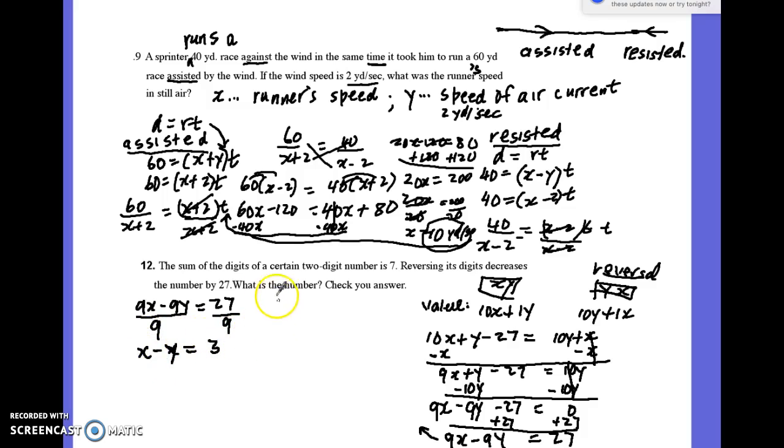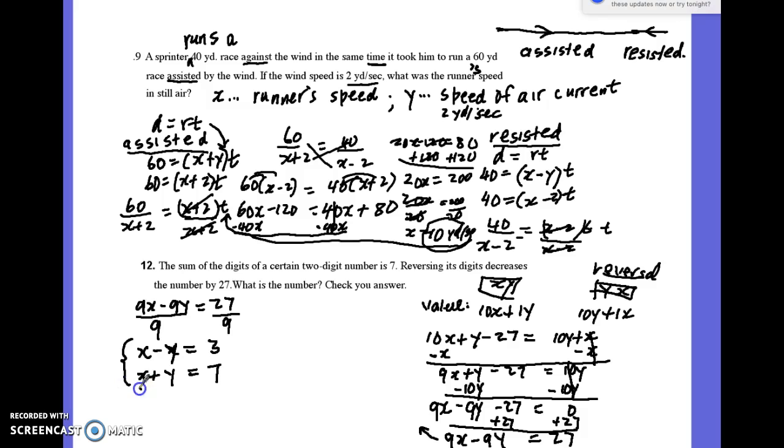And here's the other one. The other one we get, it says, reading again, the sum of the digits of a certain two-digit number is 7. So the sum of the digits is 7. So here's the other equation, x plus y equals 7. So we're going to solve these two together.